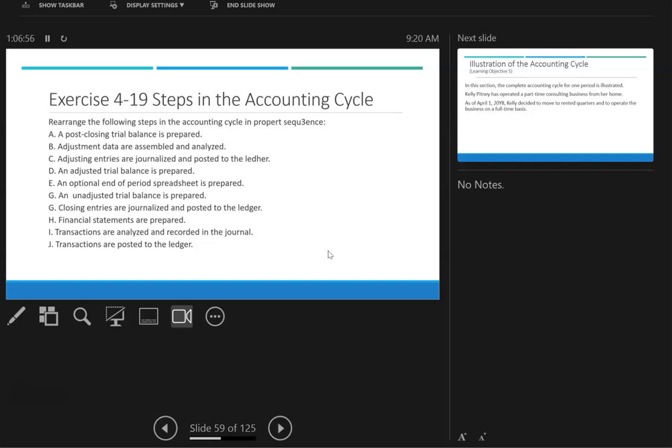Right? And then we have a post-closing trial balance. The one in here, an optional end-of-period spreadsheet is prepared. We never really talked about that. We can do that in between posting the trial balance, then our adjusting entries, and the adjusted trial balance.